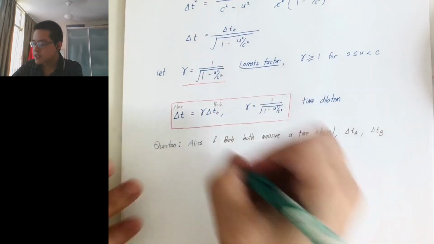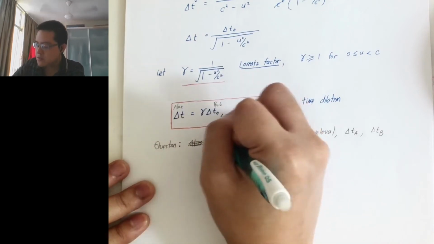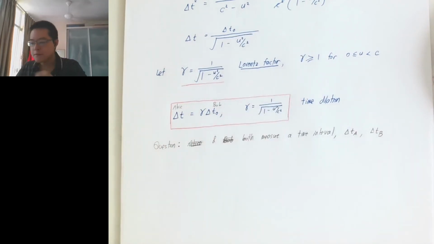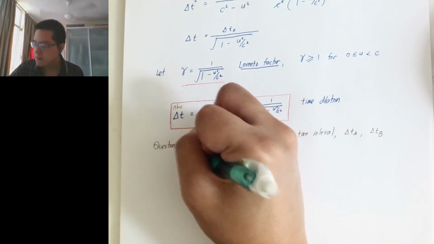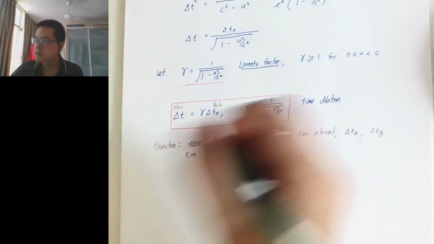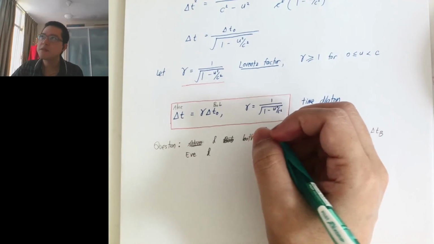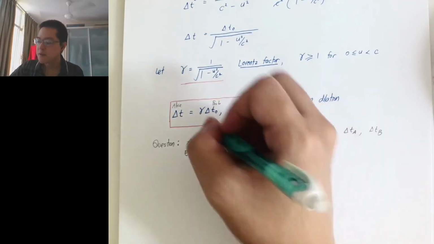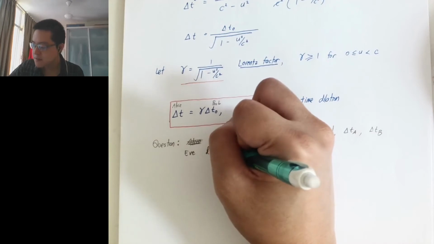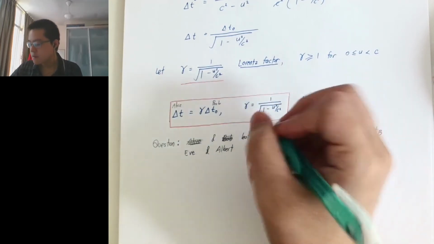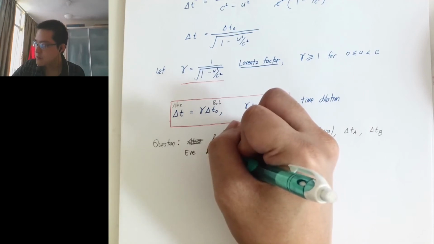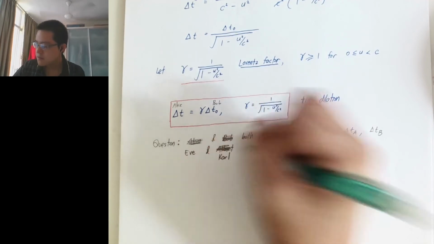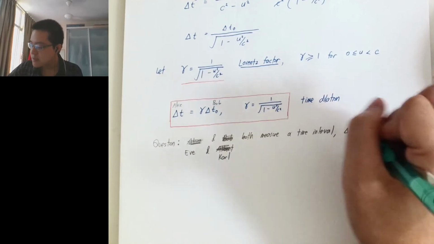Okay, so let me change the question a bit. Let's take another name, Eve, and what's the fourth common name? I don't know. Yeah, Albert for Einstein. No, let's say Carl. Okay, so both measure a time interval.